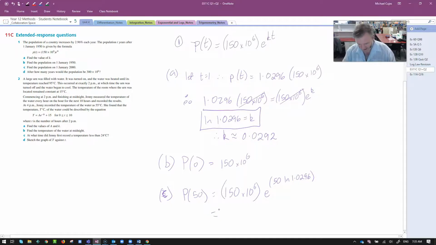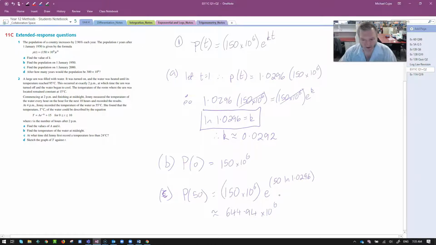We go ahead and do our calculations again. You get to watch me do this on the calculator. 150 times e to the power of bracket 50 natural log of 1.0296, and that is equal to 644.94. Let's get our notation right here. That's approximately equal to 644.94 by 10 to the power of 6.